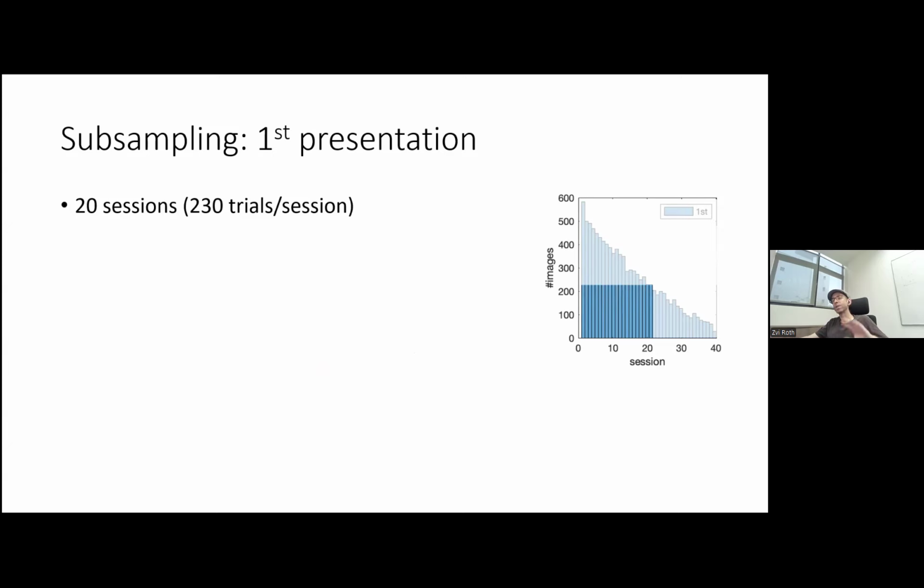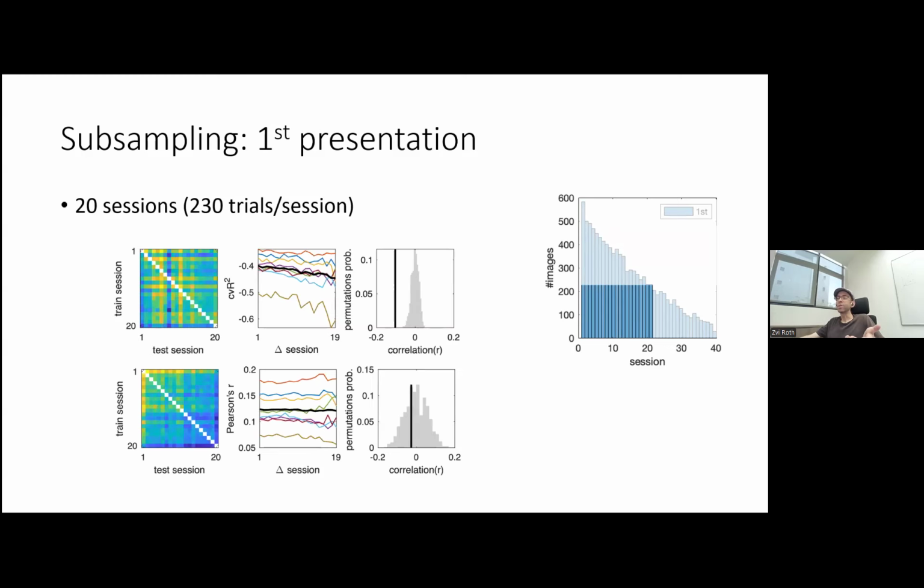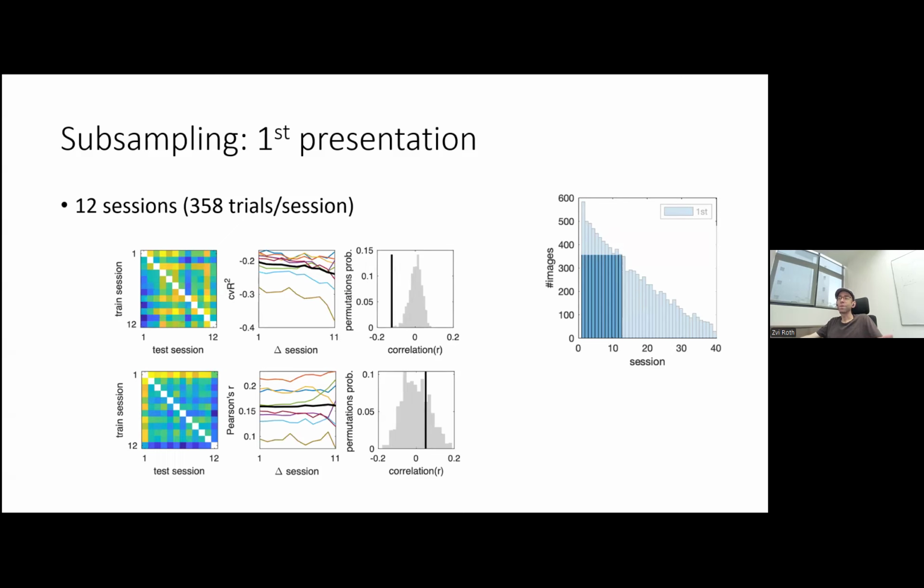We can also change this a bit. We can include only the first 20 sessions instead of the first 30 sessions. And this way, we can use more trials from each included session. And in this case, we see similar results. There's drift when measured with CVR squared, but not with Pearson correlation. We can even limit ourselves to the first 12 sessions, in which case, again, we have more trials per session, 358 trials, and we still see the same pattern. Okay, there still is drift. So when we analyze only the first presentation trials, we get the pattern of results that we got when analyzing the whole data set. And this means that the drift is not a result of repetition suppression.